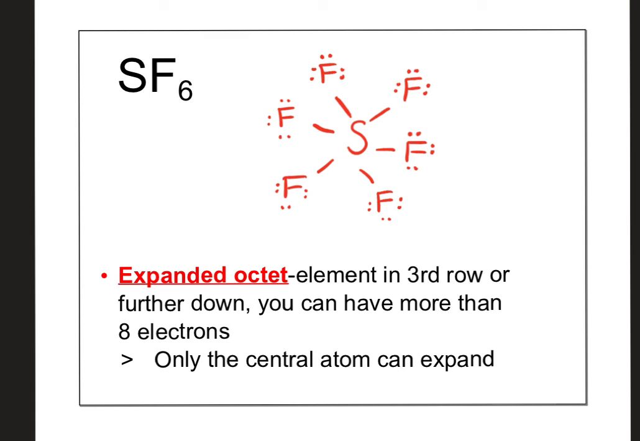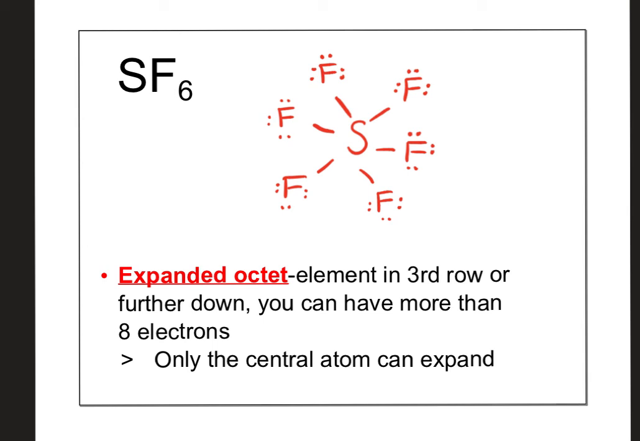Sulfur has what's called an expanded octet. So if you have an element that's in the 3rd row of the periodic table or lower, which sulfur is, you can have more than 8 electrons. I like to think of this as taking one for the team. Sulfur will take the extra electrons, 2, 4, 6, 8, 10, 12, as long as everybody else is perfect.